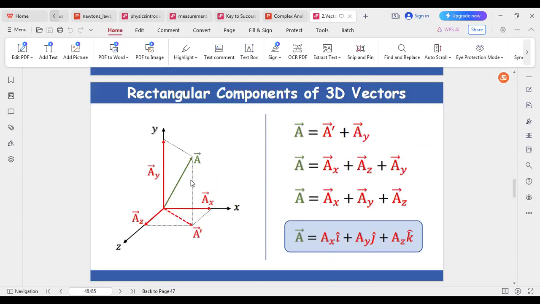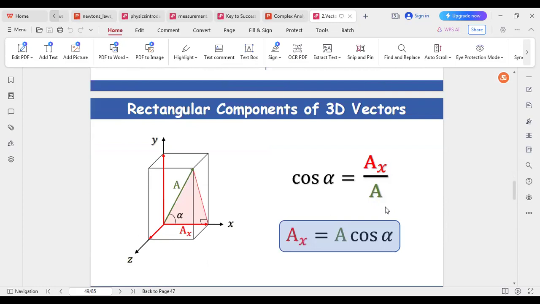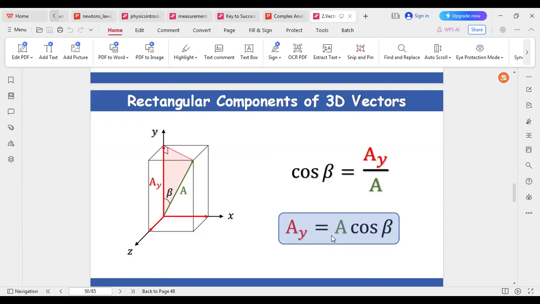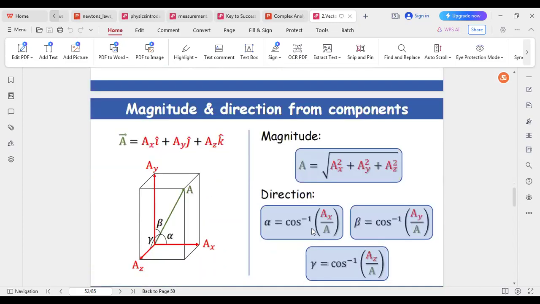Rectangular components for 3D vectors: you must know this is x along the x-axis, y along the y-axis, and az along the z-axis. The vector can be represented as A vector equals x vector plus y vector plus z vector. Similarly, in 3D vectors the direction can always be like this. Now, the rectangular components of 3D vectors can be represented as, along the y-axis, A cos beta. Similarly, on the z-axis, z equals this.